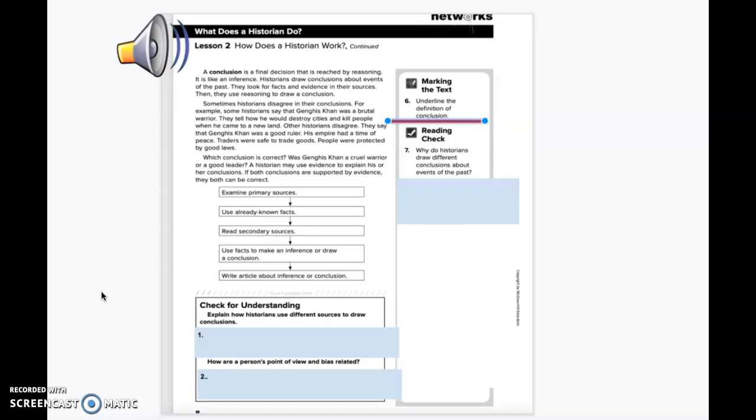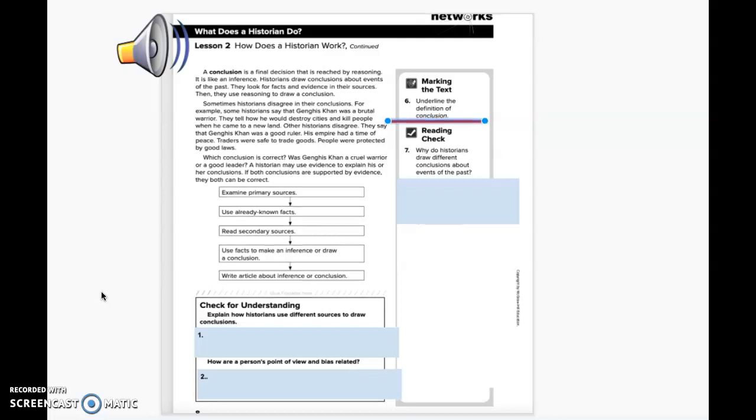Which conclusion is correct? Was Genghis Khan a cruel warrior or a good leader? A historian may use evidence to explain his or her conclusions. If both conclusions are supported by evidence, they both can be correct.